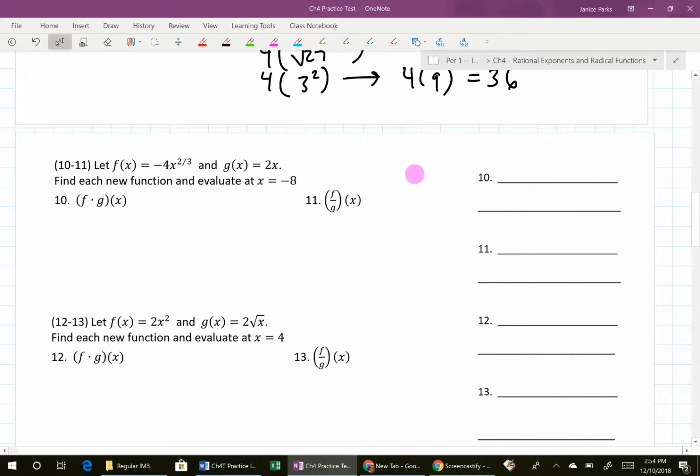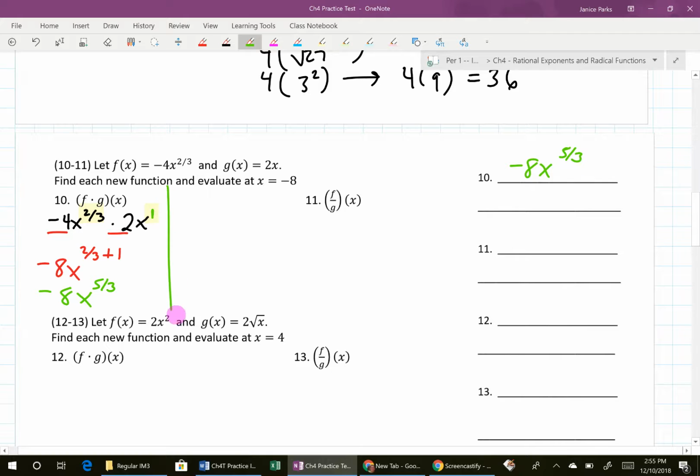For number 10, you're multiplying f times g of x. So it's f of x times g of x. The exponent for the x is 1. So you're going to multiply the two numbers together. That gives you negative 8. And then you're going to add 2/3 plus 1 for the x's, the exponents. So that's going to give me negative 8x, and then that's 2/3 plus 3/3, so that's 5/3. So that's negative 8x to the 5/3.